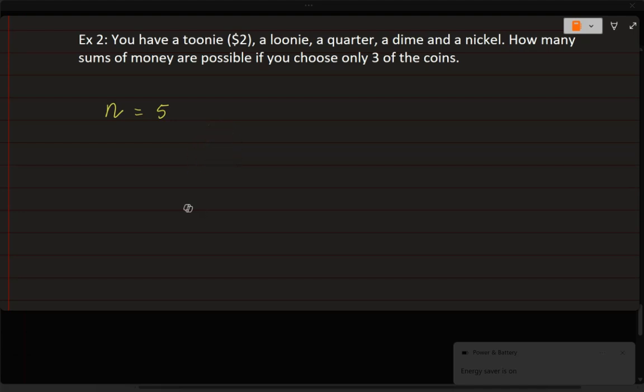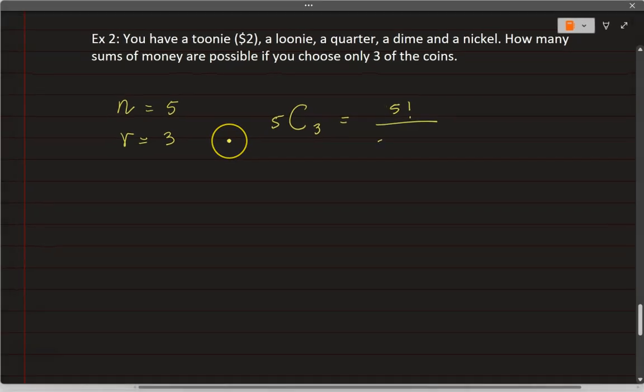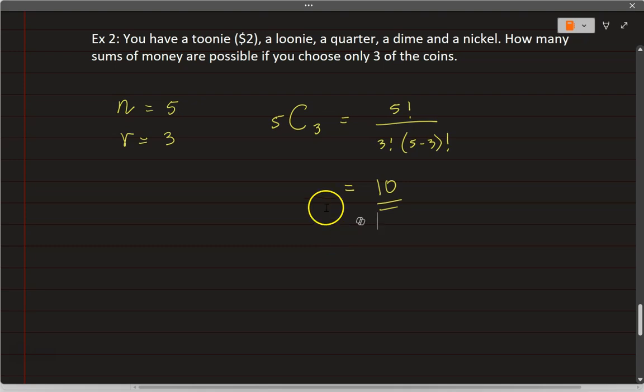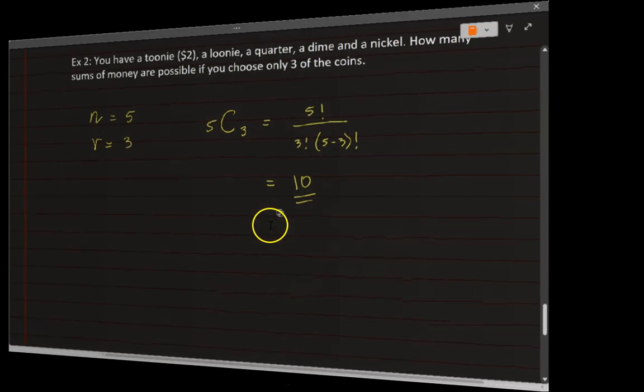So, and then for each one, we just need r, which is the 3 that we are choosing, and this is simply 5 choose 3, and that's 5 factorial over 3 factorial times (5 minus 3) factorial. And then you just go ahead and use a calculator to find out what that is, and the answer is 10 different sums of money that you can make out of the 3 different coins that you can take out of the 5 that you have here. All right, let's look at the other question.